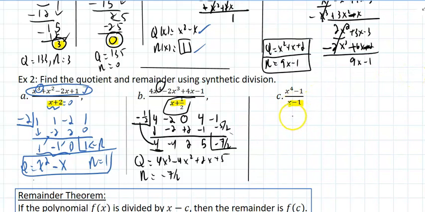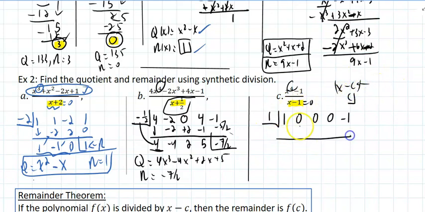Versus if I get to this problem and I take x to the 4th, that's a 1. There is no x cubed, there is no x squared, there is no x, and there's a constant. And if I set this equal to 0, x equals 1, so the factor is x minus c. And when you test it, you plug the opposite of that. Well, drop the first number, that's a 1. Multiply, that's 1. Add, multiply, that's 1. Add, multiply, that's 1. Add. And do you notice you get the remainder of 0?